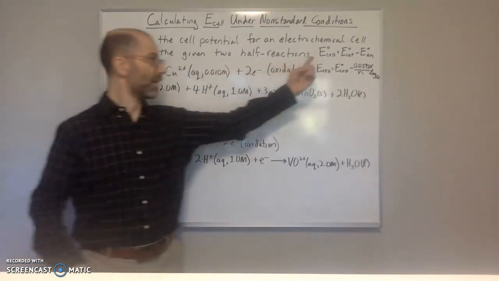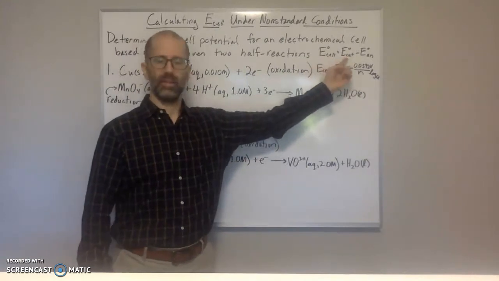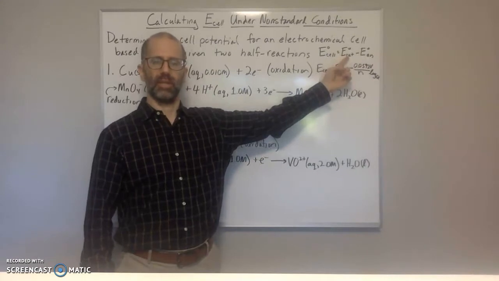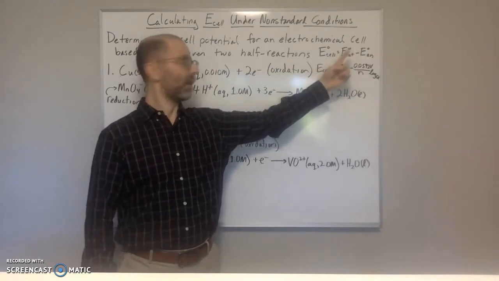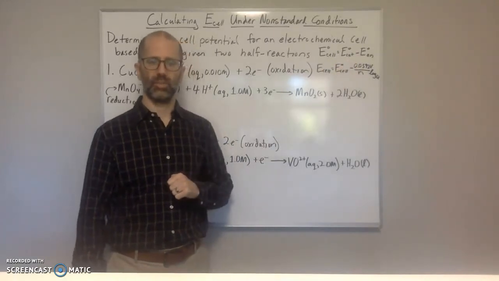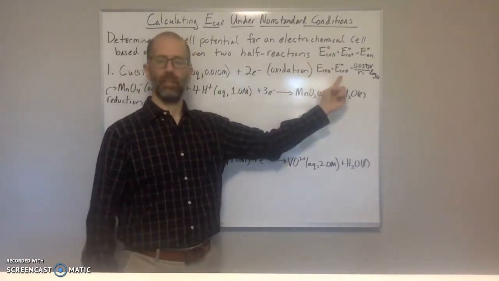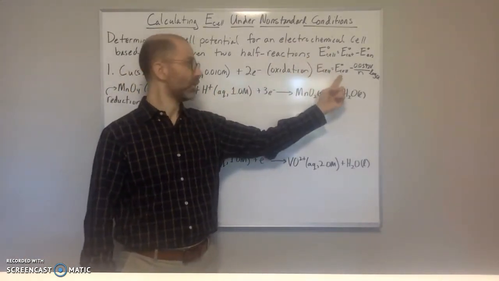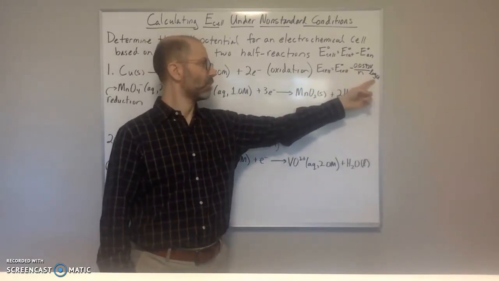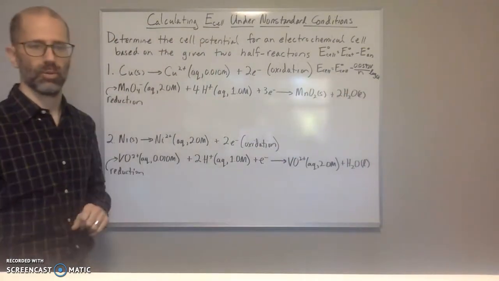We're going to have to calculate the standard cell potential with the electrode potential of the cathode minus the electrode potential of the anode. And then once we get that, we plug that into the Nernst equation with the values as we've seen before. But this time we're going to be using log of Q in the Nernst equation.